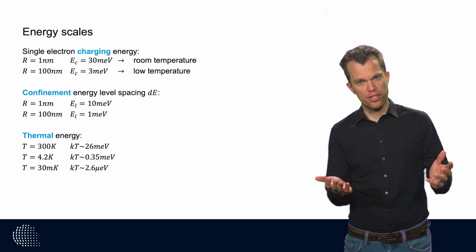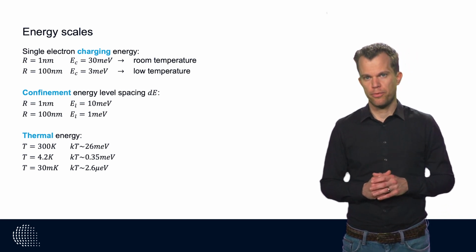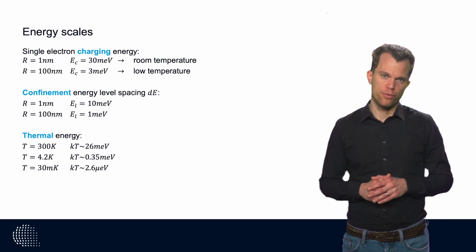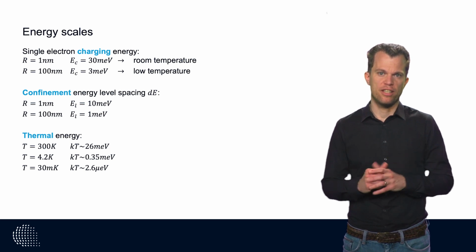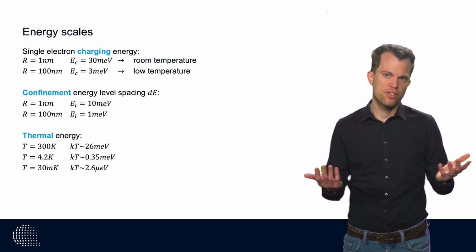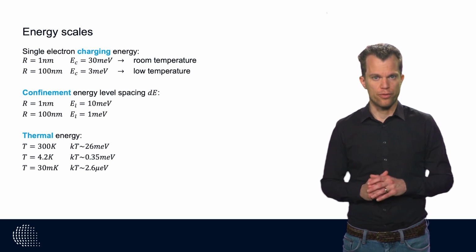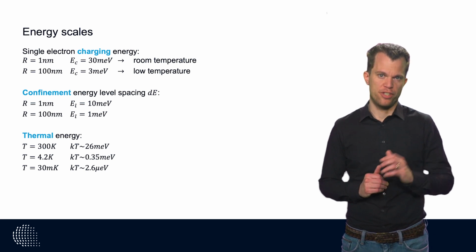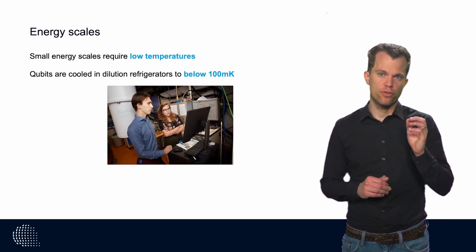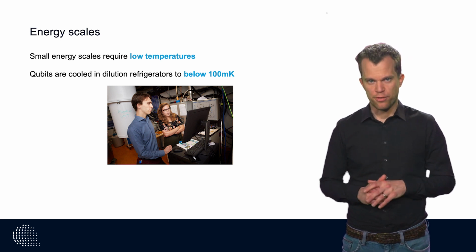But next to the charging energy, there is also a confinement energy. In an isolated quantum dot, the electron wave function vanishes outside the quantum dot region. And this boundary condition leads to discrete energy levels. For a quantum dot of size 100 nanometer, these energy scales are of order 1 millielectron-volt typically. Smaller, but comparable to the charging energy. And thus we need to operate at low temperatures to work with a discrete number of electrons.